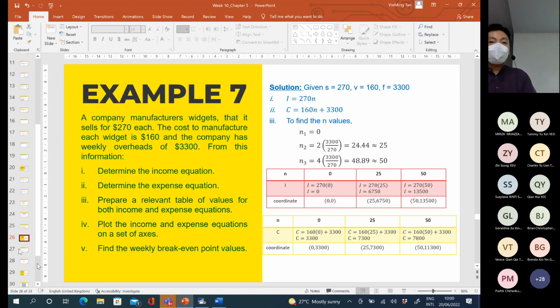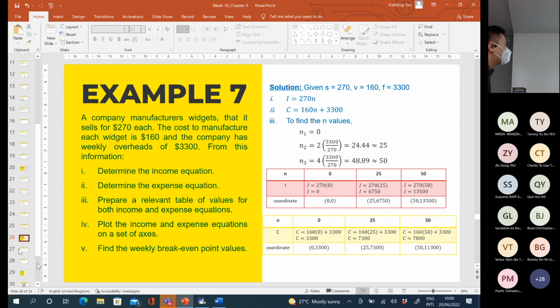Let us start from example number 7. We try to analyze the question together. A company manufactures widgets that it sells for $270 each. So that means the selling price per unit is equal to 270.